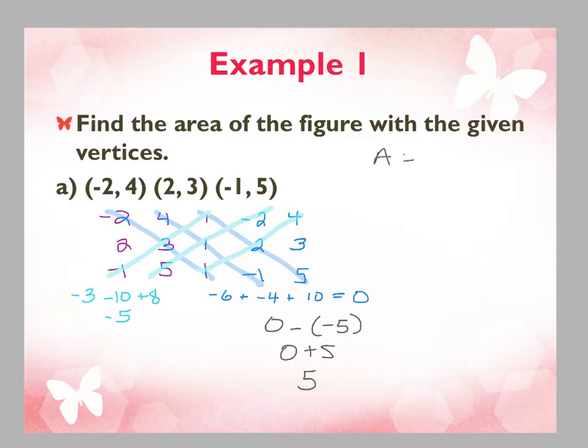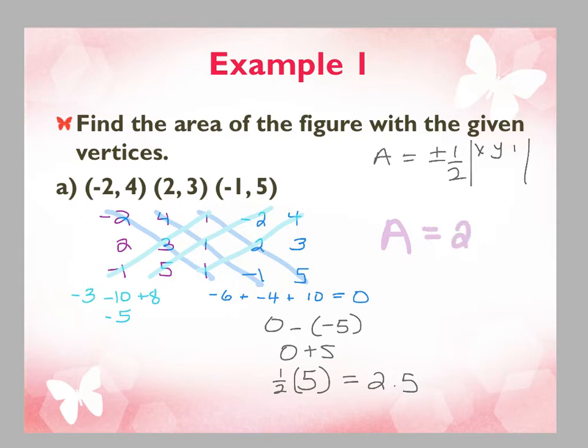So the area is equal to plus or minus 1/2 the determinant of the x's, the y's, and the ones. So I would do 1/2 of 5, which is 2.5. And it's already positive. If it wasn't positive, then I would change it so that it was. So the area of a triangle formed by these 3 points is 2.5, and we don't have units, so it would be units squared.